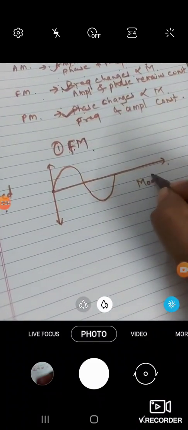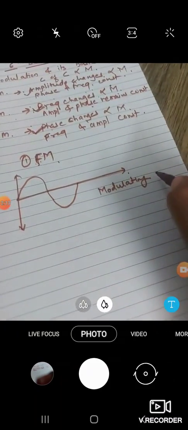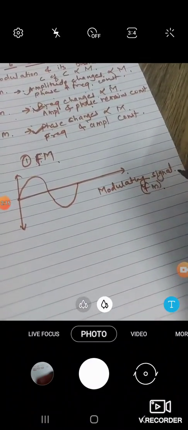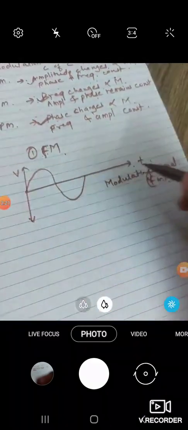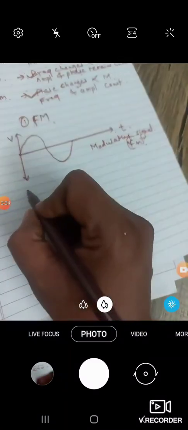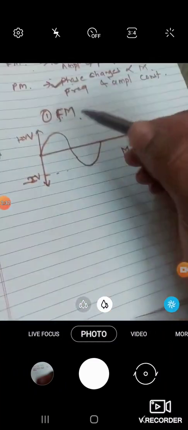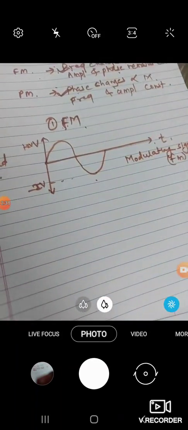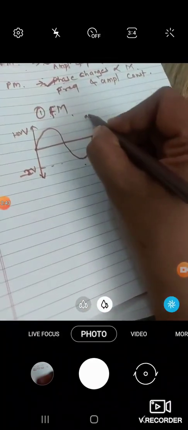What is the first signal required in frequency modulation? The first signal required is nothing but the modulating signal. You indicate the frequency of the modulating signal as FM. On the x-axis it is time and on the y-axis it is voltage. That is the concept of the modulating signal. Let us say this is minus 2 volt and this is plus 2 volt, positive plus 2 volt and negative minus 2 volt. So this is the modulating signal.